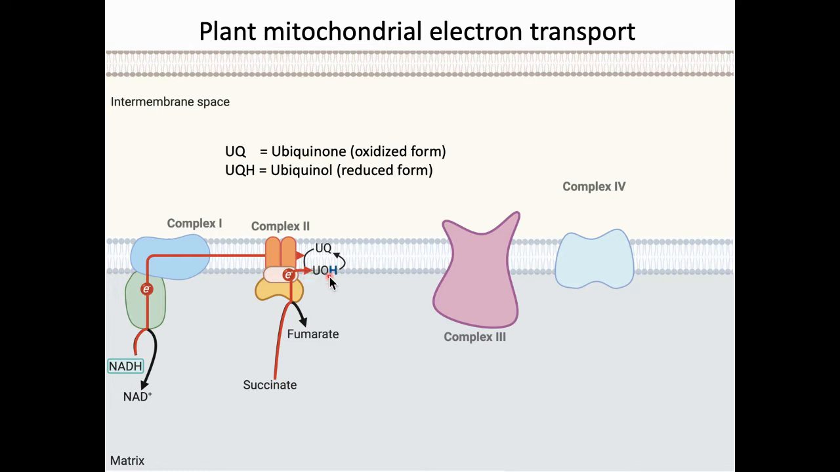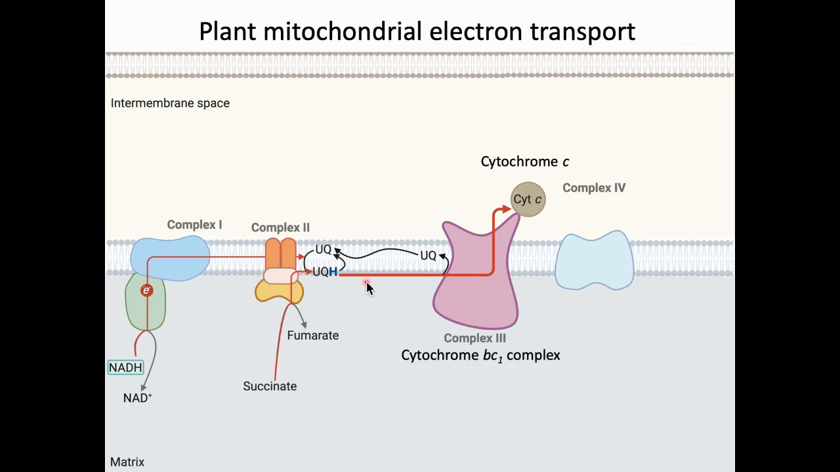So complex 1 and 2 transfer electrons from NADH and FADH2 to plastoquinone and it becomes plastoquinol, the reduced form. And plastoquinol then transfers those electrons to complex 3, which is the cytochrome BC1 complex. This cytochrome BC1 complex, or complex 3, will transfer that electron to cytochrome C. So it will use ubiquinol as the electron donor, and once it takes electrons from plastoquinol, plastoquinol will become plastoquinone again. That can receive more electrons from complex 1, complex 2.